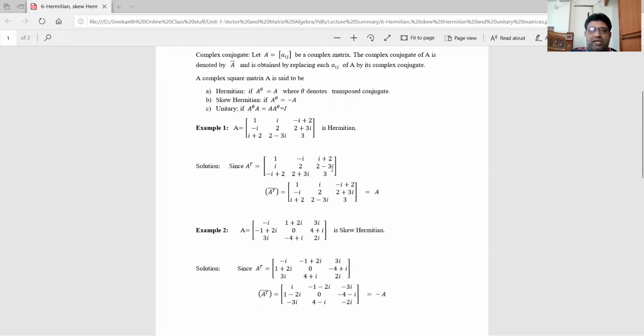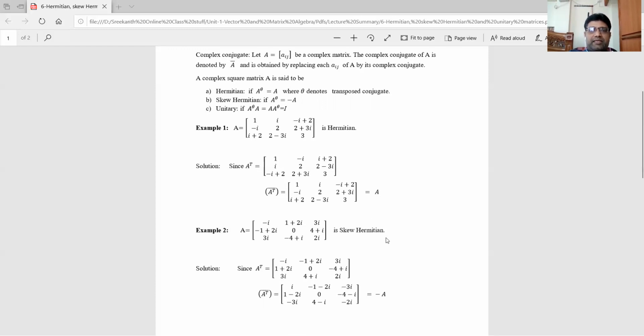So 2 minus 3i, you can write it as 2 plus 3i. Minus i plus 2, you can write it as minus i. Here it becomes plus i plus 2. So 2 plus 3i can be written as 2 minus 3i. 3 will be 3. Now if you look at this matrix, it is the same as the original matrix. That means A transpose conjugate, we got it as A. Therefore, now we can declare that it is a Hermitian matrix.